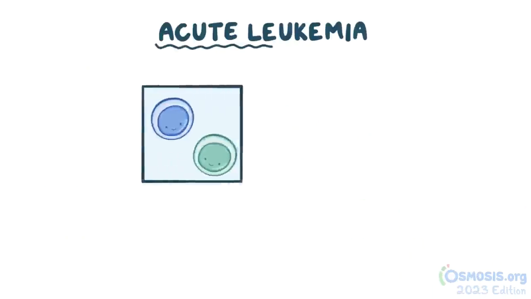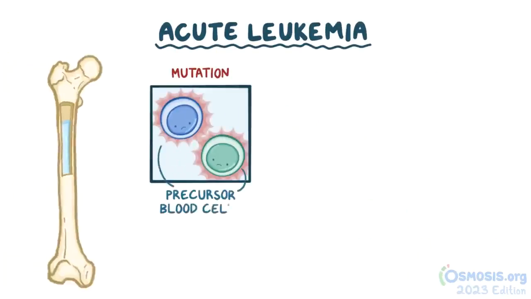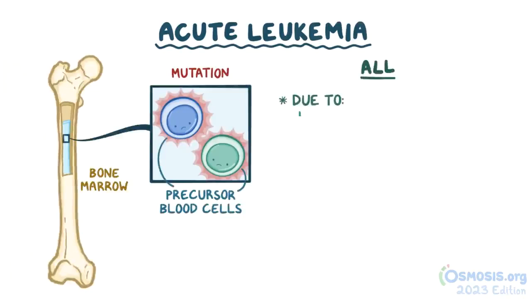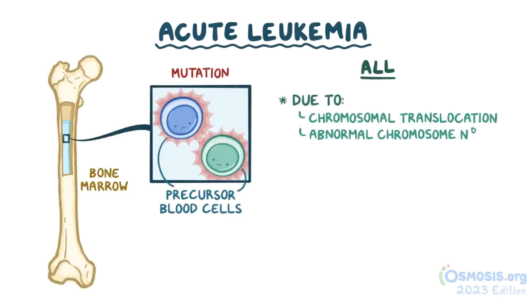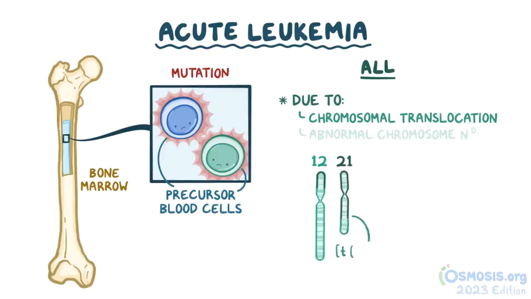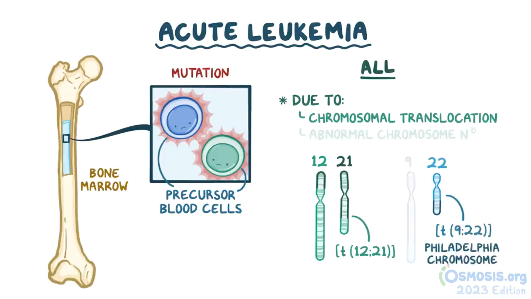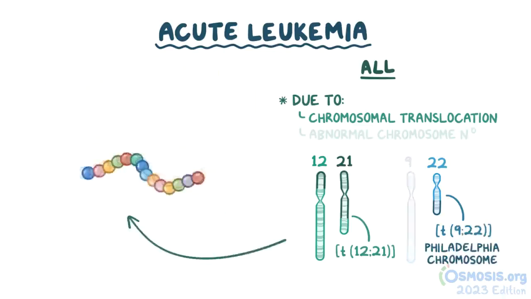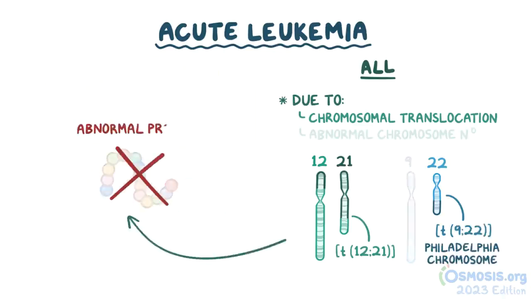Acute leukemia is caused by a mutation in the precursor blood cells in the bone marrow. In the case of ALL, it's usually due to a chromosomal translocation or an abnormal chromosome number. Common chromosomal translocations include translocation of chromosome 12 and 21 and translocation of chromosomes 9 and 22, also called the Philadelphia chromosome. These result in production of abnormal intracellular proteins, which affect the cell's function and cell division.